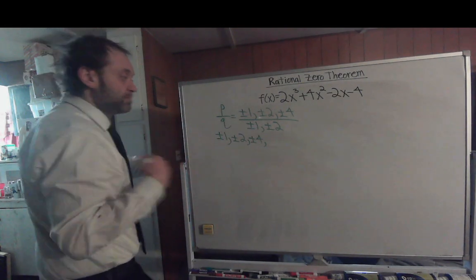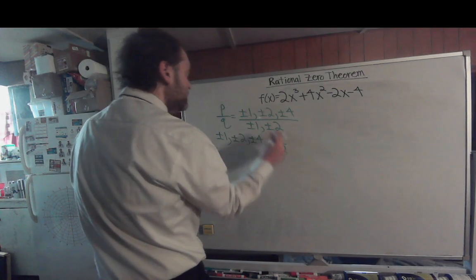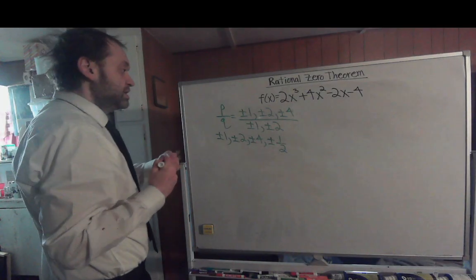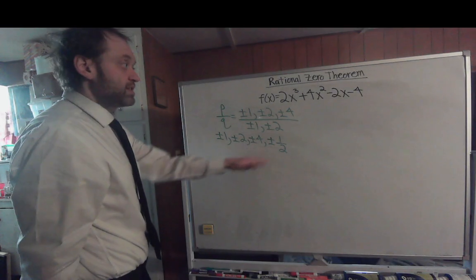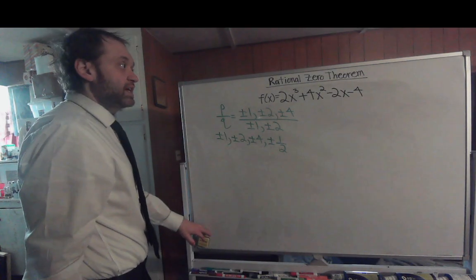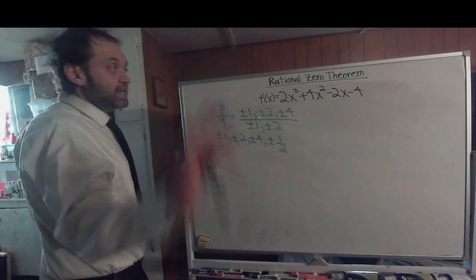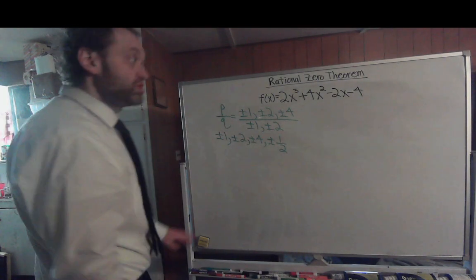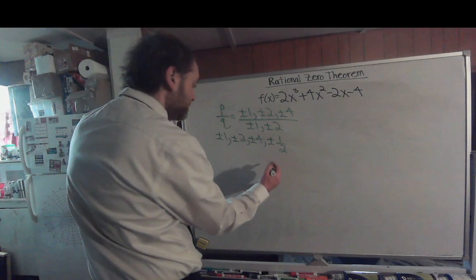Well, 1 divided by 2 gives you plus and minus 1/2. 2 divided by 2 is 1, 4 divided by 2 is 2. So don't forget to divide everything thoroughly. We actually do have to consider plus and minus 1/2 in this case. Yes, I know a lot of you are saying, wait, you can factor this. That is true, you certainly can, but I want to show you the rational zeros method for this.